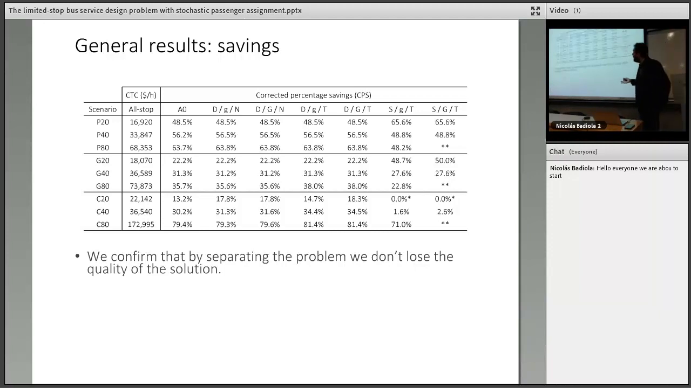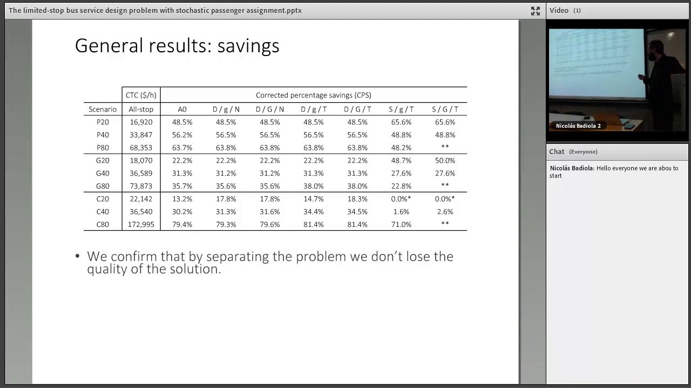But the case we're showing here is that there's little variation in the results. And sometimes we even improve it drastically, like here. So we're not losing the quality of our solution by simplifying the solution algorithm, by applying this bi-level approach.